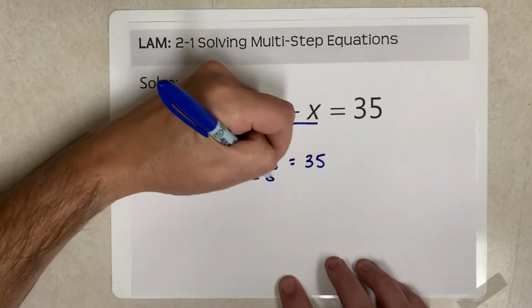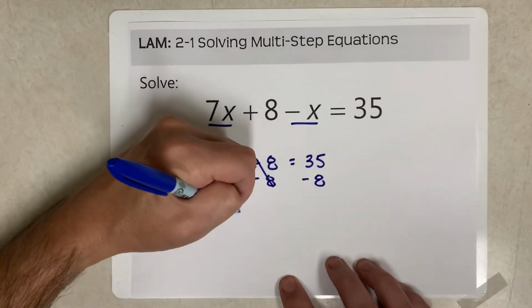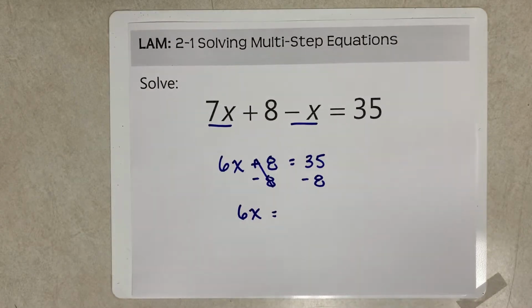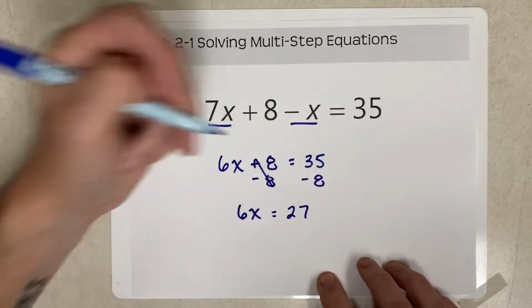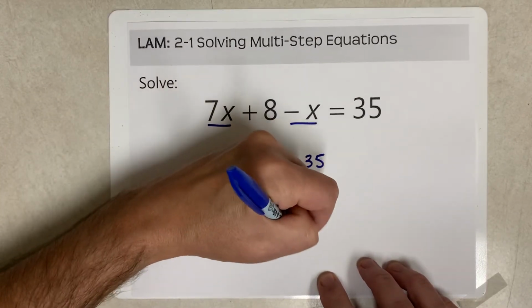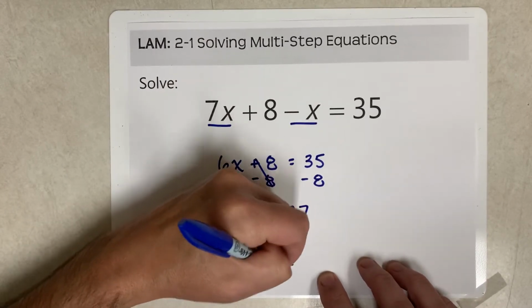Subtract 8, subtract 8. Bring down your 6x equals, so 35 take away 8 is 27. And now you just have to divide by 6. And x is equal to, for the moment, 27 divided by 6.